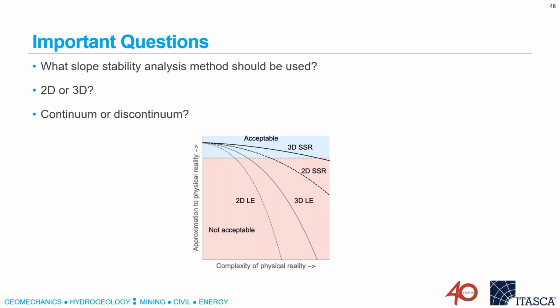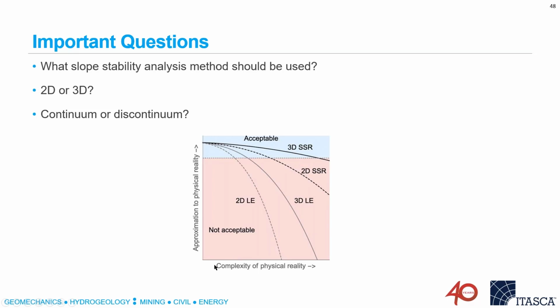So then let's get to the important questions. When do we use what? So which method should we use? Should it be 2D or 3D? Should it be continuum or discontinuum? I found this particular plot in a paper that I was reviewing. In the end, I think the authors pulled the diagram, but I found it interesting, so I'm sharing it here.